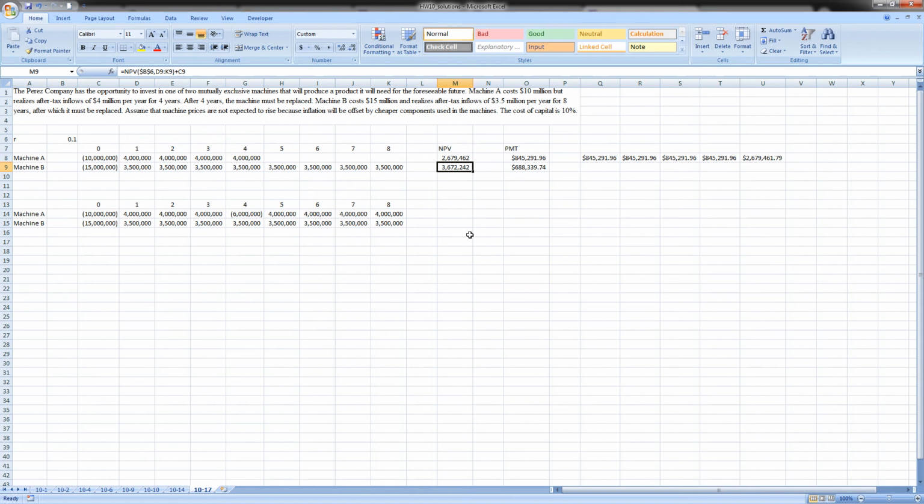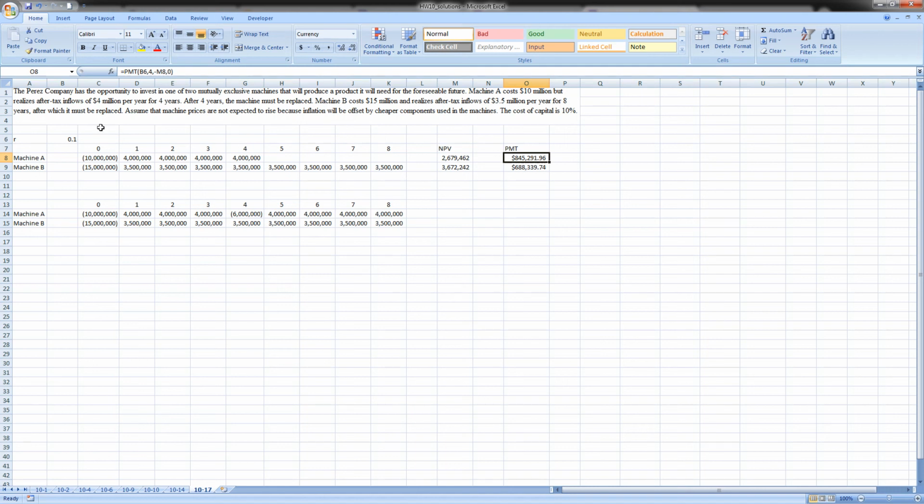$3.672 million. What this tells us is, what is this project worth on a year-by-year basis? So using this annual annuity, we can see that even though B looks better with a higher NPV, we can see on a year-by-year basis we get more money from project A.